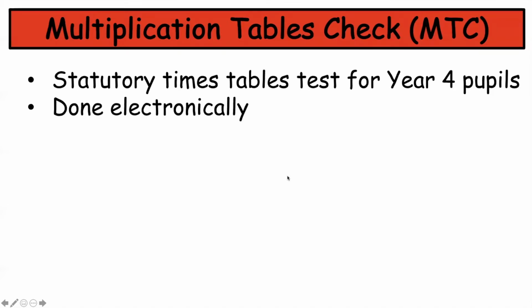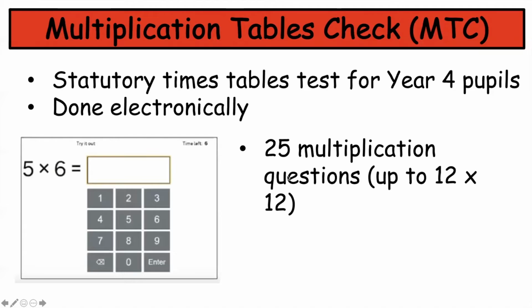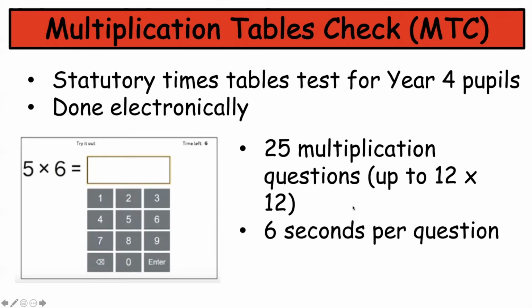The test is done electronically. And it's made up of 25 multiplication questions. So there's none of the inverse division facts. It's all multiplication, and it tests their knowledge up to 12 times 12. That's the highest times table they'll get. They are given 6 seconds per question.